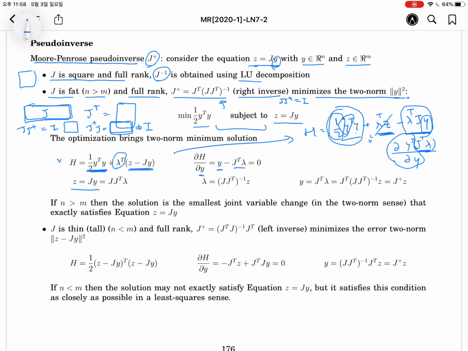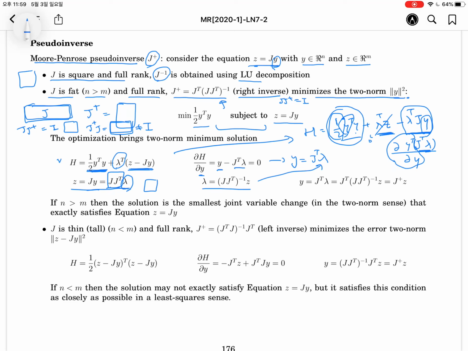As you know, the constraint is z equal to Jy, but here y is equal to J transpose lambda. So J transpose lambda is applied here as the optimum value of the Hamiltonian. And from this equation, we can calculate lambda because J J transpose is a small size square matrix. Okay, so lambda is obtained by taking the inverse of J J transpose.